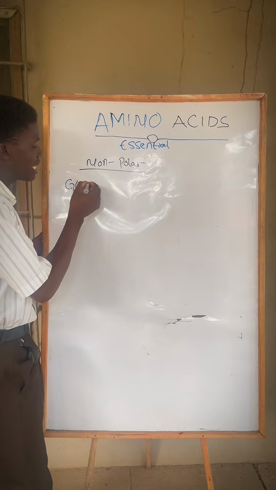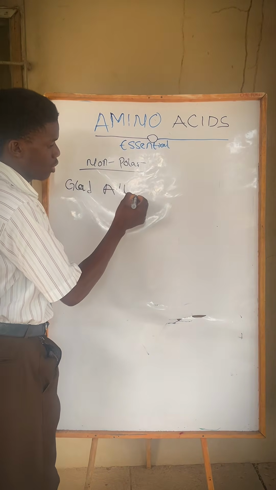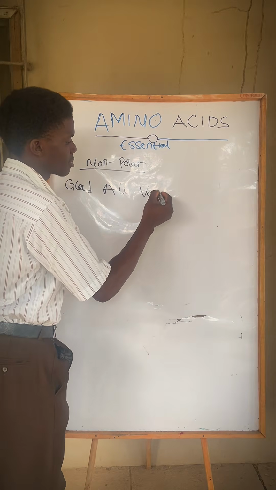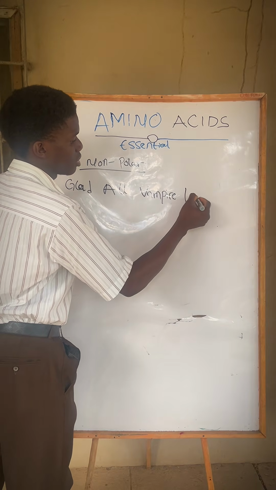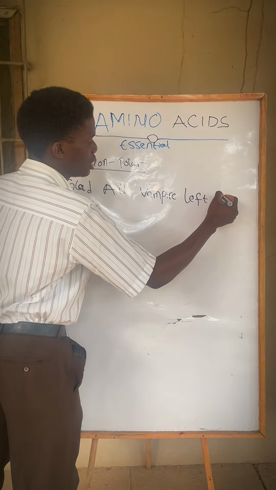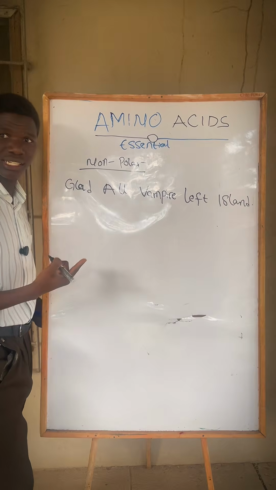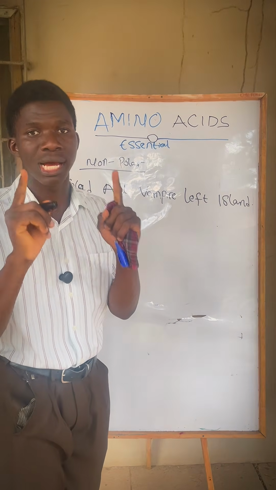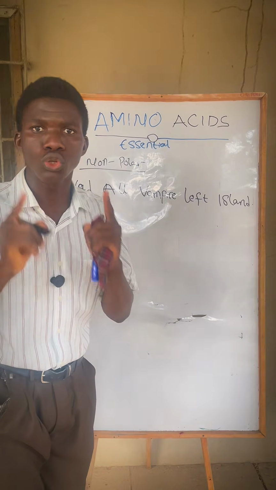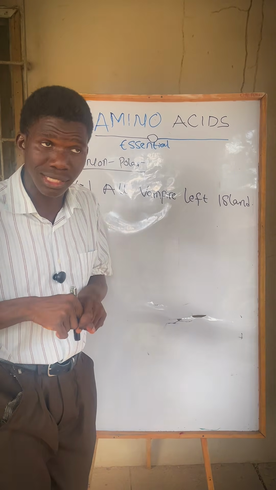We have Glad, All, Vampires, Left, the Island. So: glad all vampires left the island. That is, we are glad that all the old vampires left the island. So the question is, why do you think the vampires left the island? Why did they leave?